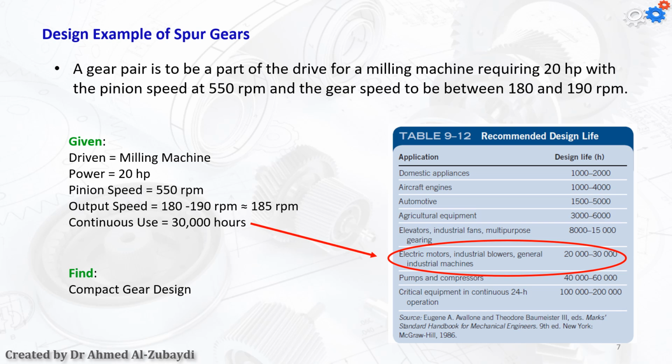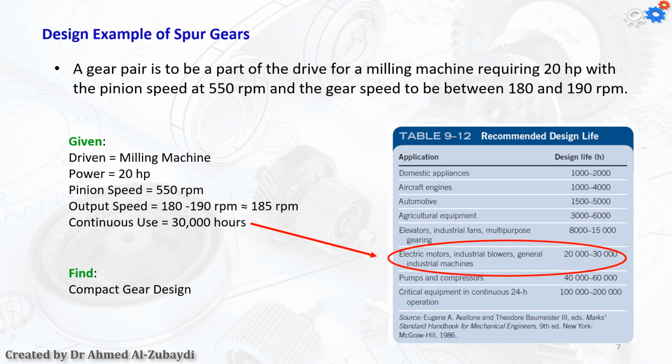So by summarizing that, we are going to find the given parameters. We've been given that the driven machine is going to be a milling machine, and the power is 20 horsepower. The pinion speed is 550 RPM. The output speed is in the range of 180 to 190, so we can take 185 as the average. The continuous use is for 30,000 hours, and that's what we got from the recommended design life from table 9.12. For electrical motors, industrial blowers, and general industrial machines, the life is anything between 20 to 30,000, so we take the maximum design life.